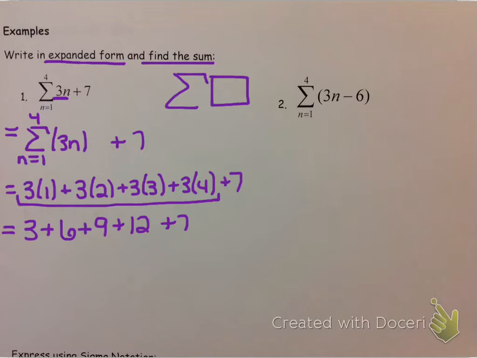If you wanted to, you could put parentheses around that part just so that you would know which part was the sigma notation portion and which was the constant added to the end. But this is what we would call our expanded form. And then if you wanted to, if you were asked to, you would also find the sum. So figure out really quick what that sum would be, and you would have the final answer for that sigma notation.